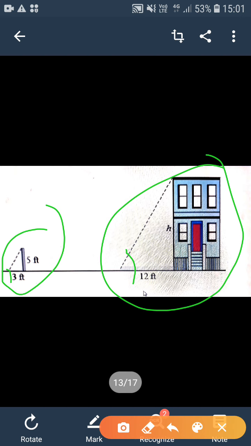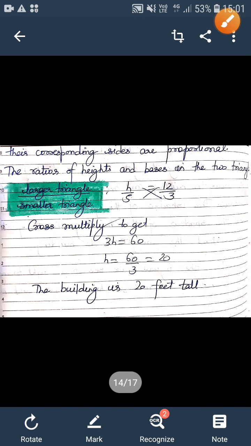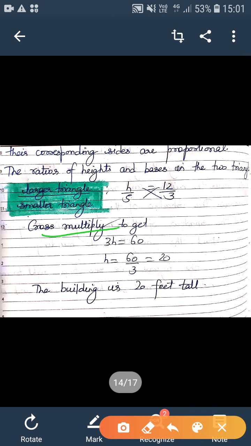So we can equate the ratio of the height and the bases in these two triangles. That is, h by 5 will be equal to 12 by 3, and by cross multiplying we get 3h equals 60. So h, by dividing by 3, 60 divided by 3 gives us 20. So in this way we can use similar triangles to find out the height or to make some indirect measurement.